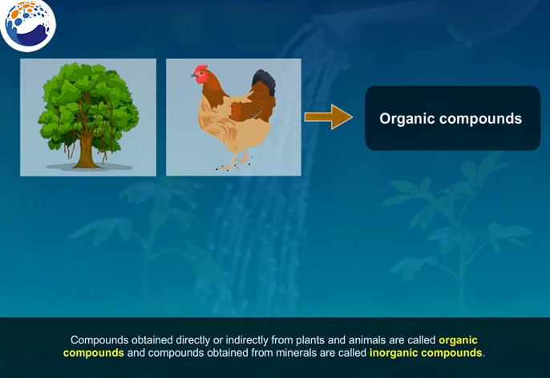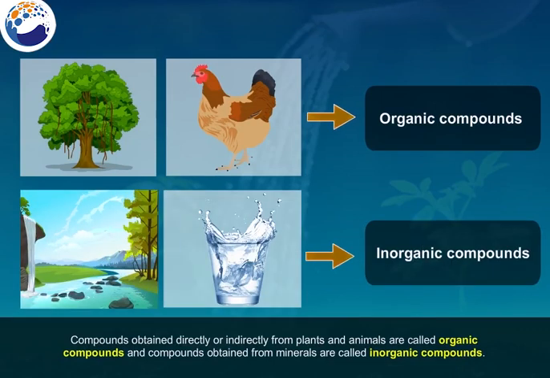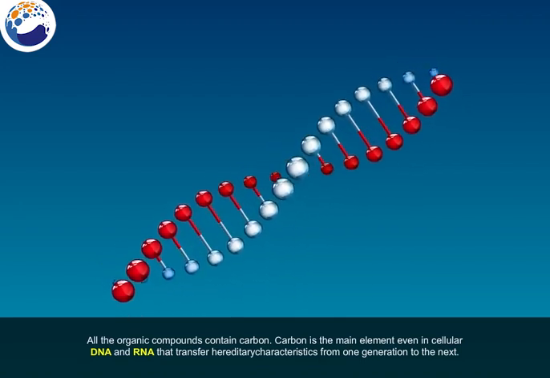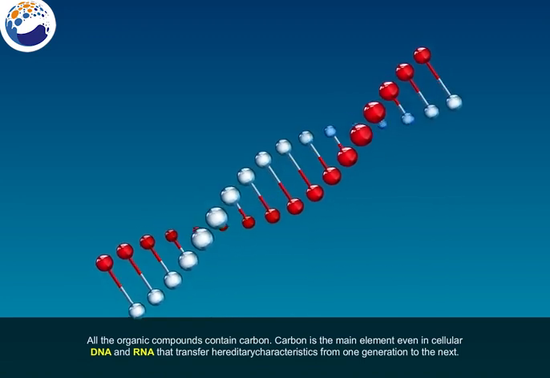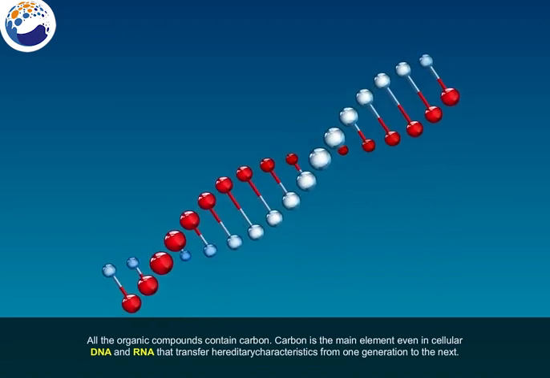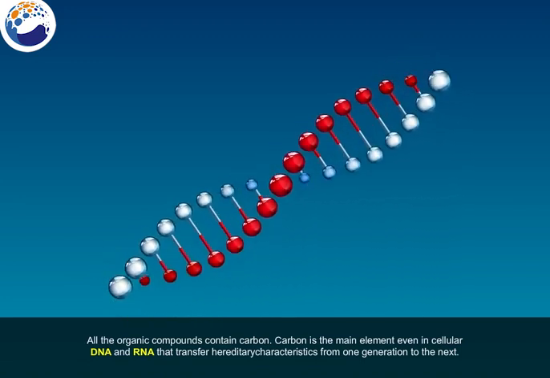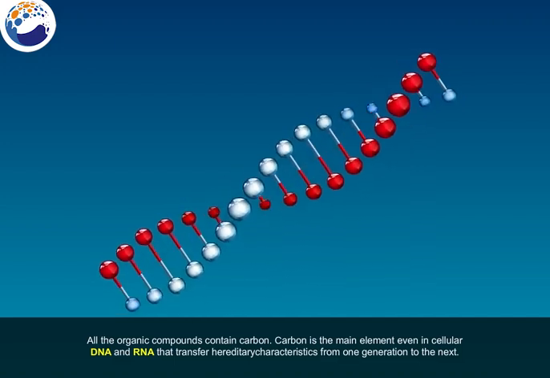Compounds obtained directly or indirectly from plants and animals are called organic compounds, and compounds obtained from minerals are called inorganic compounds. All the organic compounds contain carbon. Carbon is the main element even in cellular DNA and RNA that transfer hereditary characteristics from one generation to the next.